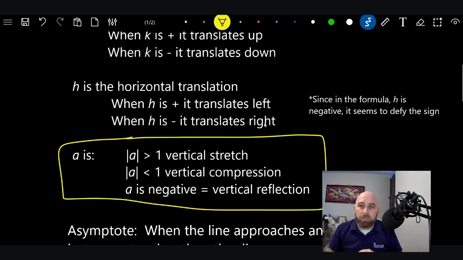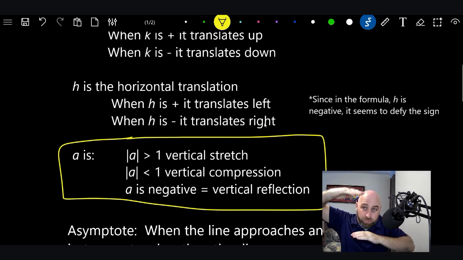Now, compression is different than translation. Translation just means the whole thing moves up. Stretching means it's actually like pulling it up, or pushing. Compression means it's pushing it down. Translation means the whole thing moves.